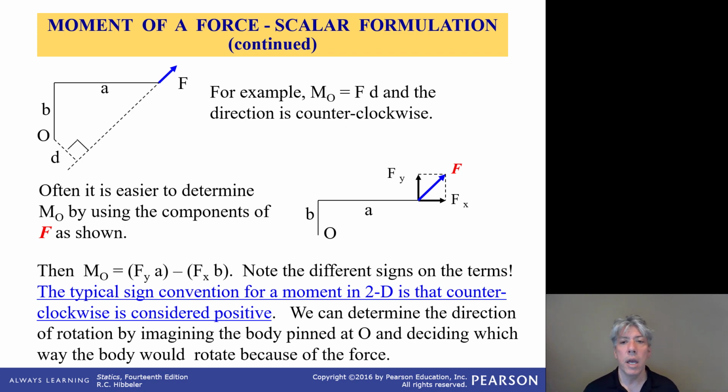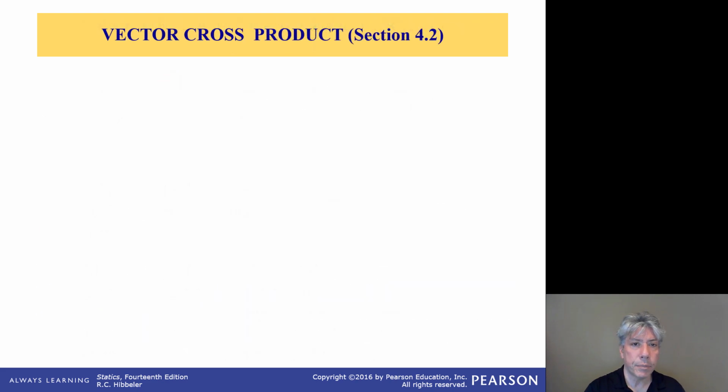We often consider a counterclockwise moment to be positive. There are reasons for that. I'll explain it a little later. But in the equation, that's why Fy times A is indicated as a positive term, because Fy is causing a counterclockwise moment about point O, whereas Fx is causing a clockwise, or negative, moment about point O with moment arm B. So be really careful about the signs on the two terms. And of course, you want to make sure that you're thinking clearly about how the forces or the components of forces will tend to cause rotation about the point where you're taking moments.